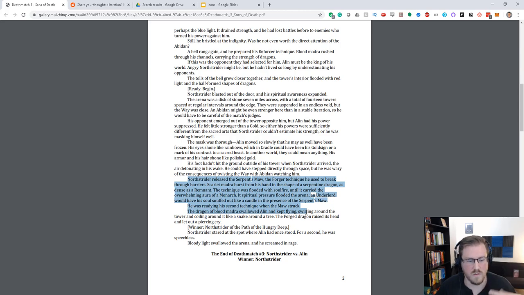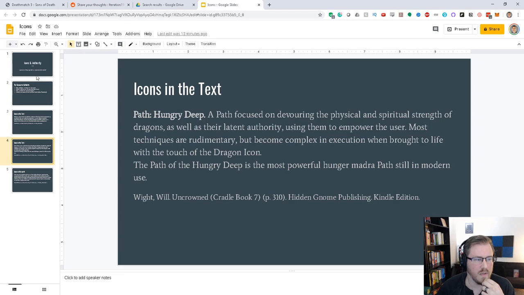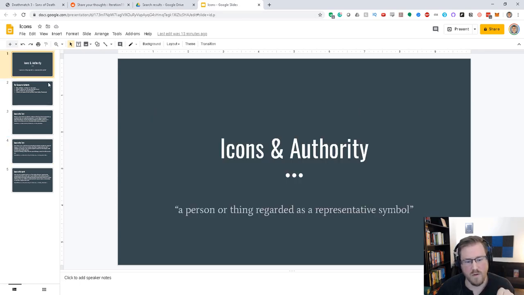And then the dragon flies and swallows, and then, you know, lets out a piercing cry because it's alive, so to speak. It has been given power by the representative symbol of dragons as a universal concept of the way. Okay.